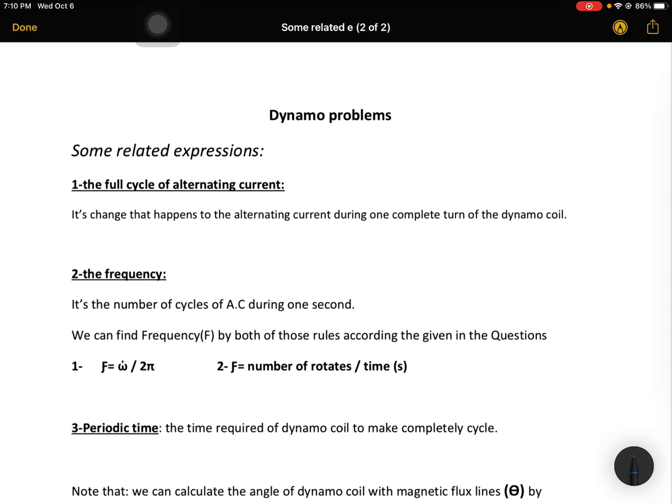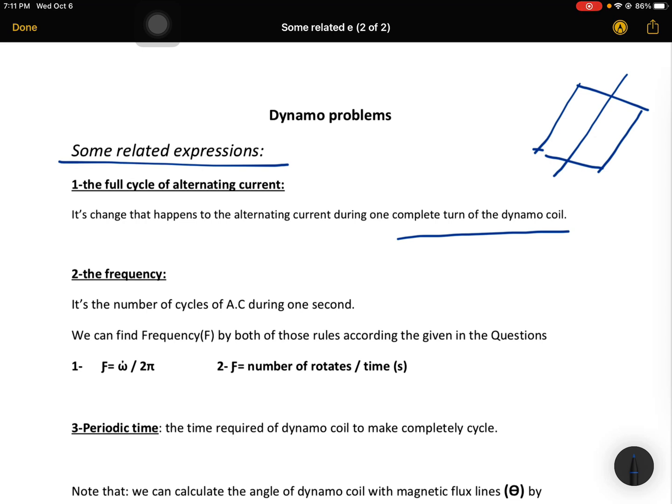Okay, first thing you have to know some related expressions which help you to deal with any problem in this lesson. The full cycle of alternating current. What does it mean? It means the change that happens to the alternating current during one complete turn of the dynamo coil. As you know, the dynamo coil is rotated between two magnetic poles like that, S and N.